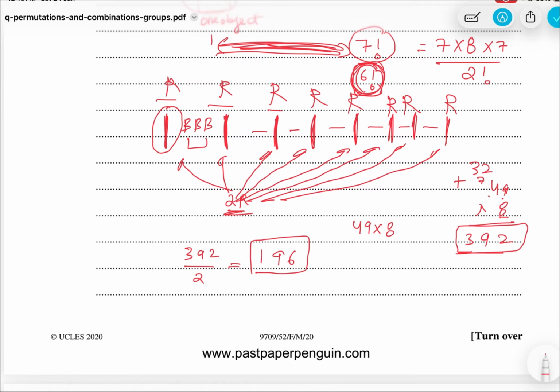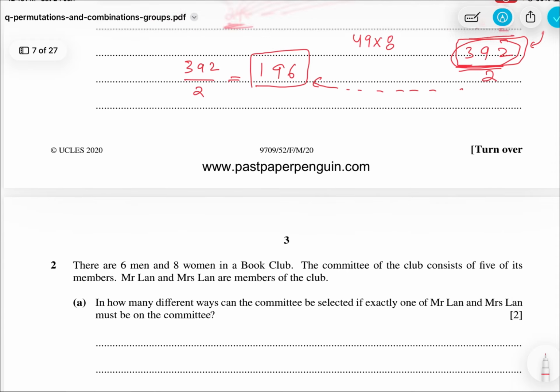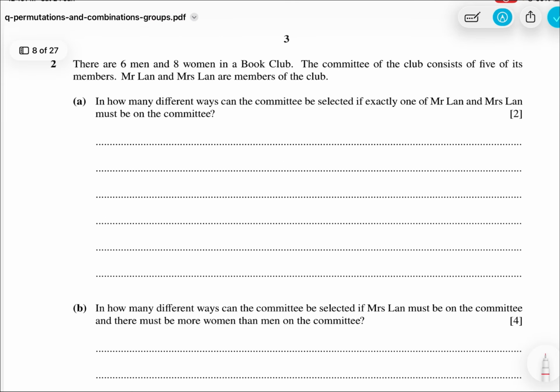These red candles were identical, right? So we have to divide by 2 factorial. If I divide this by 2, this would be our final answer. Very good, learners. Most of the students make the mistake and write 392 as the answer. They never divide by 2. So you have to divide it by 2, okay? Let us move on to the next one now.